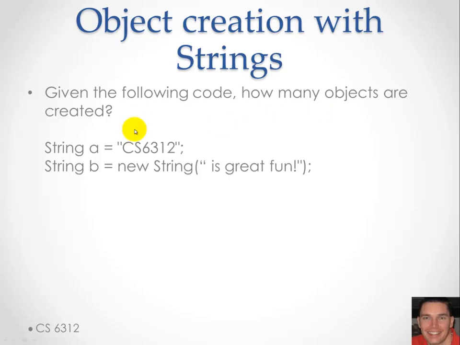How many objects are created in this example? If we say string A equals "CS6312", string B equals new String, 2 objects are created. This is a direct assignment, but it goes out and makes a new string object. This one, of course, has the keyword new, and so we know that makes a string object, but 2 objects are created in this particular instance.